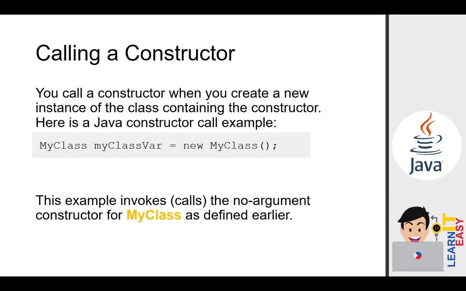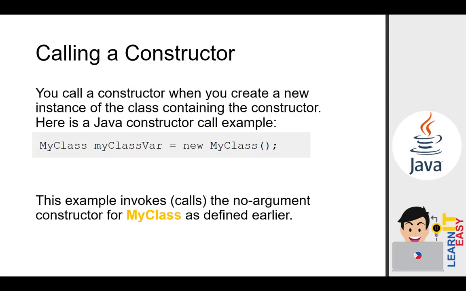You call a constructor when you create a new instance of the class containing the constructor. Here's an example of constructor call. My class var is equals to new my class. Na-discuss na natin kanina, no? This example invokes call to a no-argument constructor for my class as defined earlier.